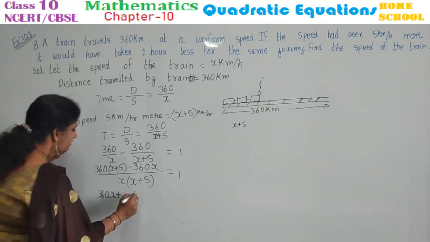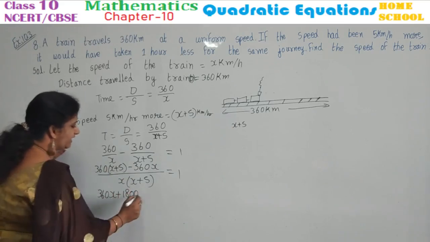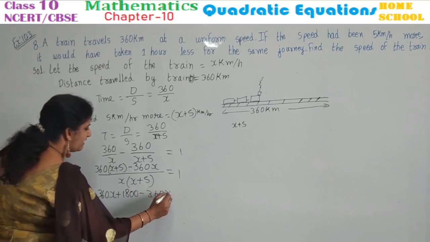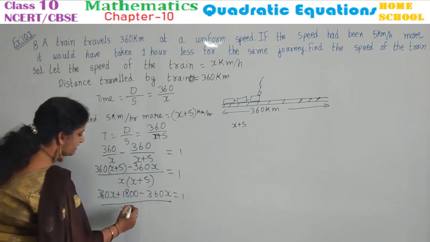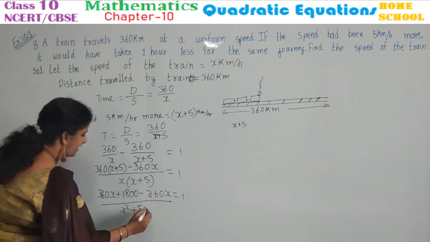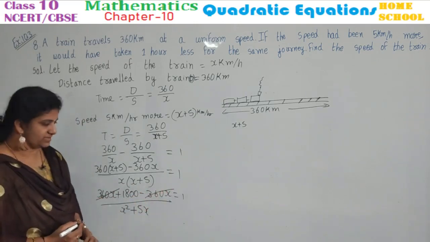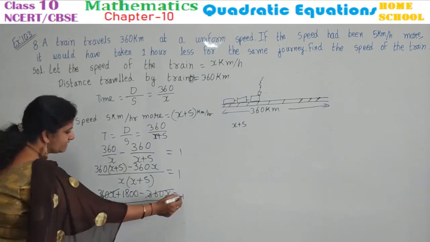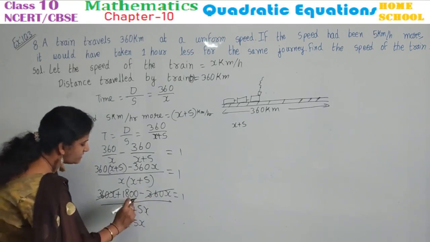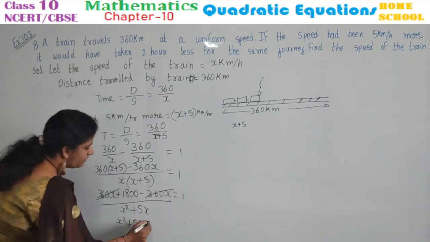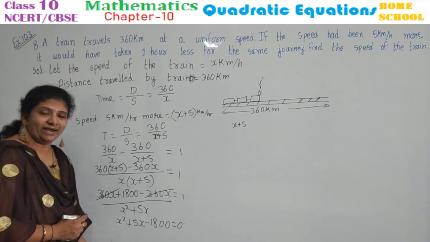360x plus 5 6s are 30, 5 3s are 15, plus 3 will be 18, so 1800. Minus 360x is equal to 1 by x into x square plus x into 5, 5x. Plus 360x minus 360x cancel. Now what happened here? Send this to that side, cross multiply. x square plus 5x, bring this 1800 to this side, minus 1800 equal to 0. At a time, you got a quadratic equation.